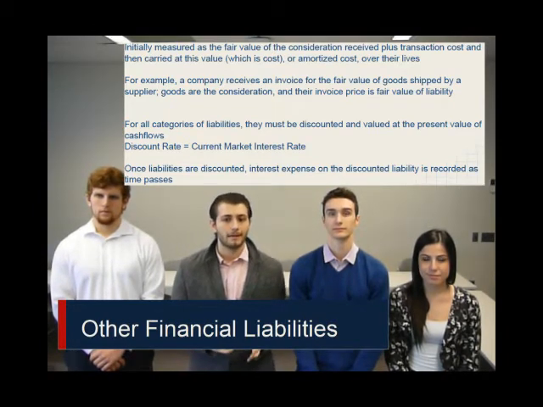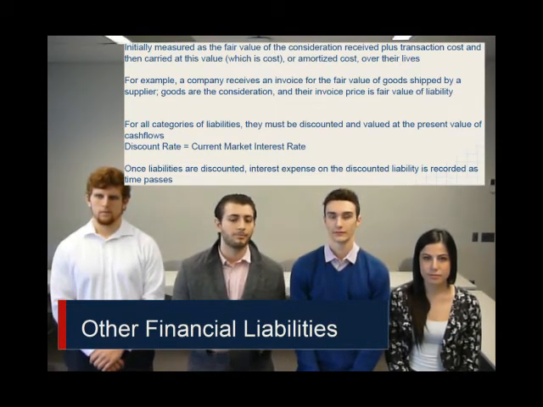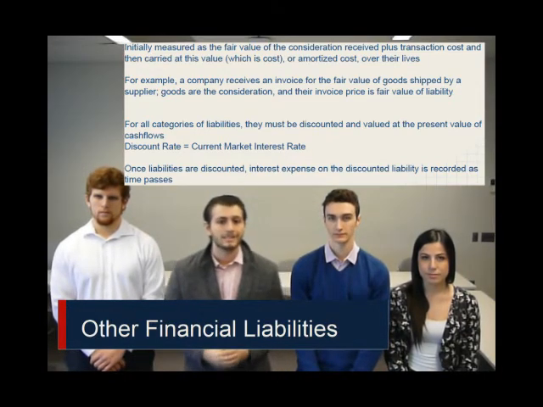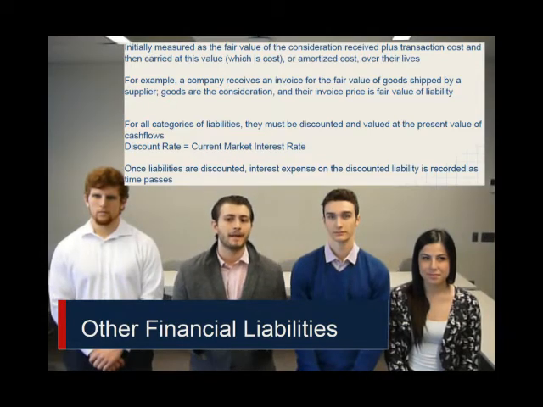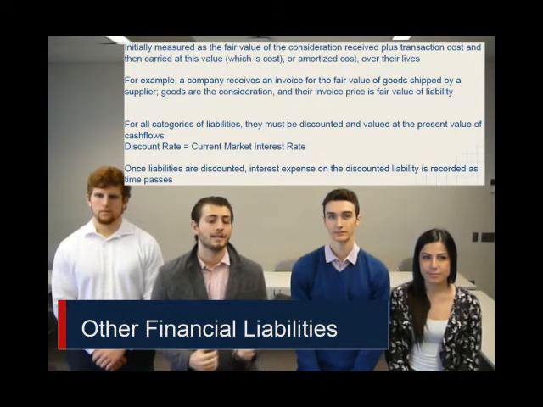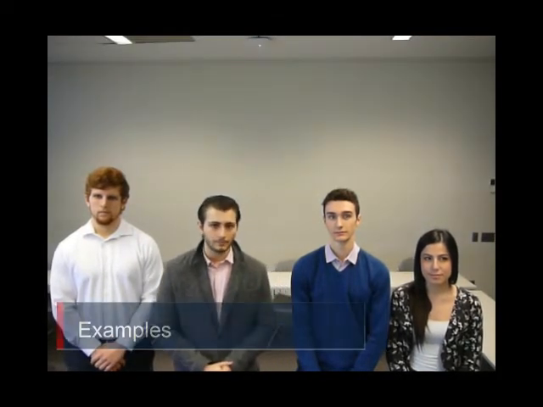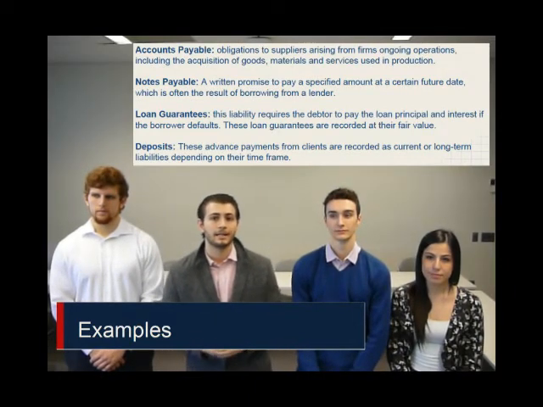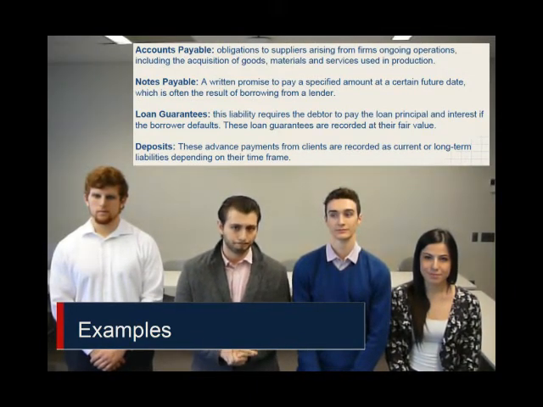For all categories of liability, they must be discounted in value as the present value of cash flow, where the discount rate is the current market interest rate. Once liabilities are discounted, the interest expense on the discounted liability is recorded as time passes. So some examples of other financial liabilities, the accounts payable, where you get into an agreement with a supplier. If you buy your goods on credit, this sets up an accounts payable on your balance sheet.